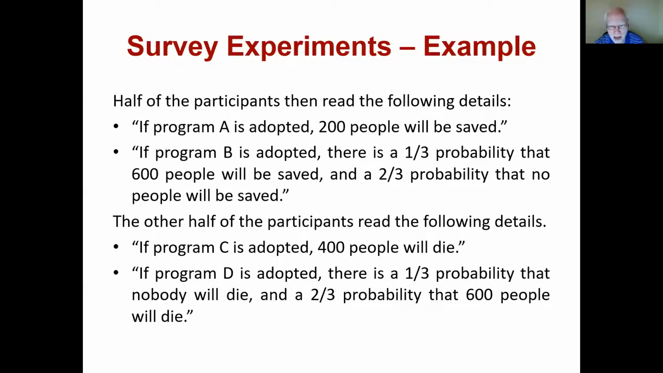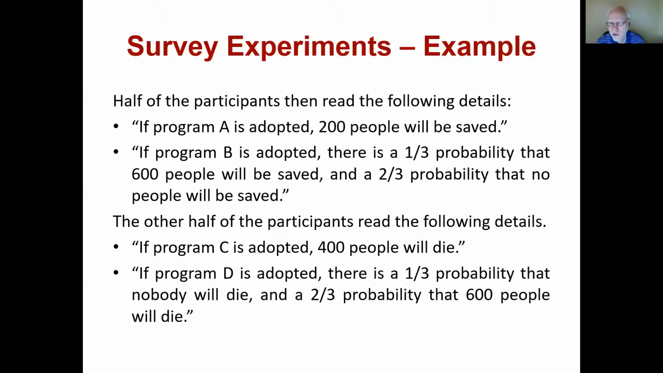The other thing to note is that programs A and C are completely identical in terms of 200 people being alive, and it's a certainty. So 100% certain that 200 people will be alive at the end and 400 people will be dead. Programs B and D are completely equivalent in the sense that the expected outcome is that 200 people will be alive, and the probabilities are exactly the same. In both cases, there's a 1/3 probability that everybody will be alive at the end and nobody will die, and a 2/3 probability that everybody will die and nobody will be alive. The only difference is the wording between A and C and between B and D.